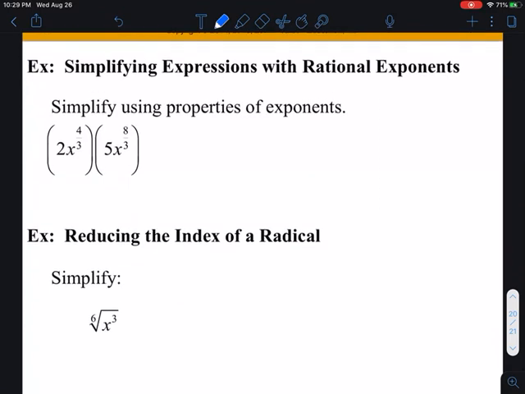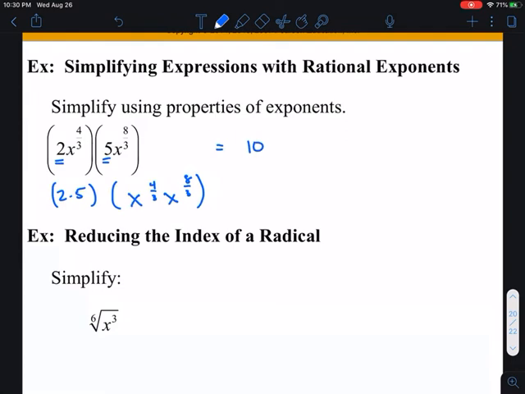And the last one we're going to look at, simplifying expressions with rational exponents, fractions, right? So simplify using properties of exponents. We have a 2x to the 4/3 being multiplied with a 5x to the 8/3. So I'm going to take and rearrange this problem a little bit. The commutative property tells me that I can take and multiply my regular integers together. So if I take a 2 times a 5, then I'm going to have my x to the 4/3 multiplied with x to the 8/3. So if I take 2 times 5, that's going to give us 10.